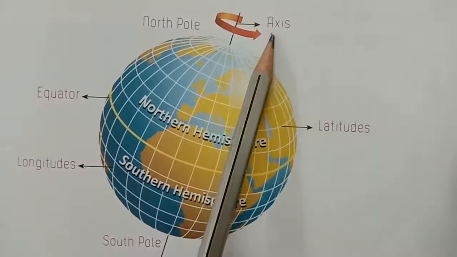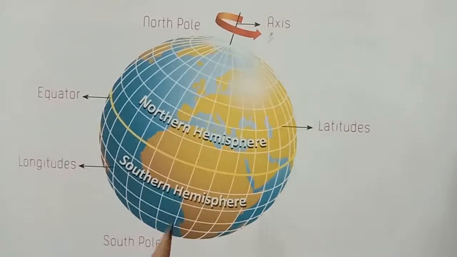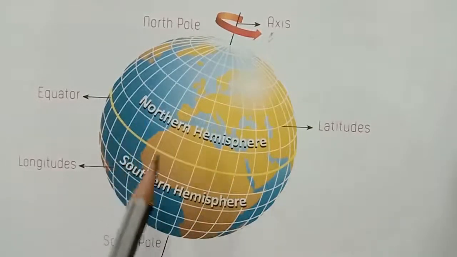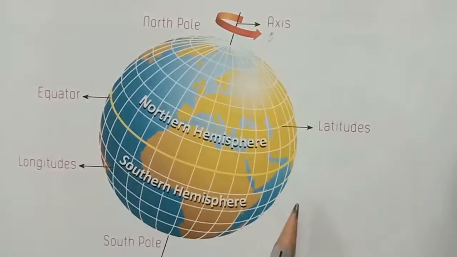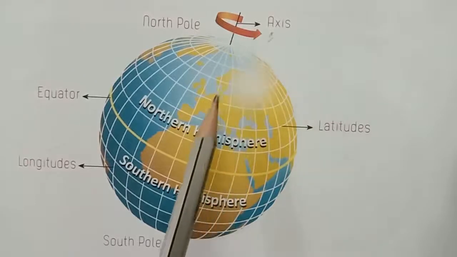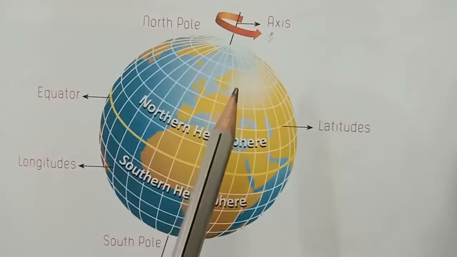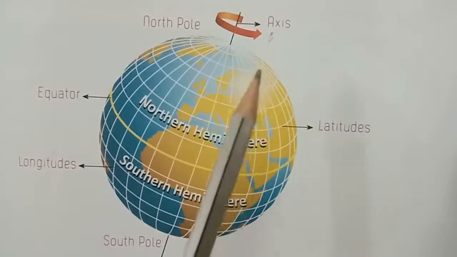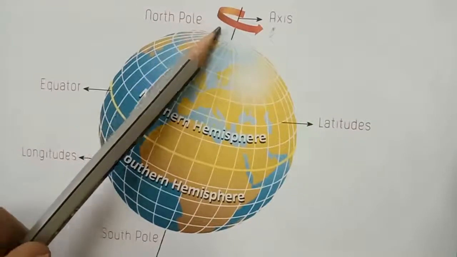Axis is an imaginary straight line passing through the center of the earth. The earth rotates around it. Once again repeat, children. Axis is an imaginary straight line passing through the center of the earth. The earth rotates around it. Children, here two poles.